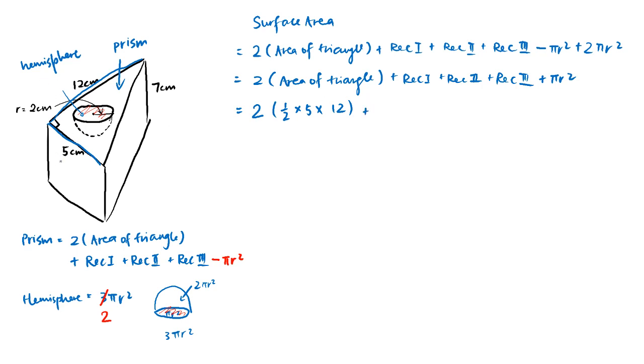OK, so plus rectangle 1. Okay, let's say this one is rectangle 1. So 5 cm times the height here, which is 7 cm. So 5 times 7. Okay, then let's say this is rectangle 2. So and your height is 7 cm.